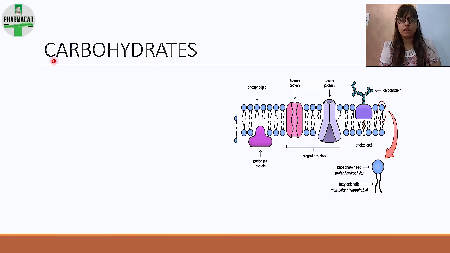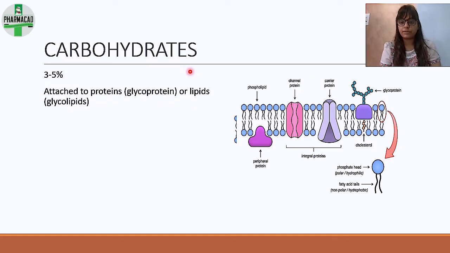Now we talk about carbohydrates. Carbohydrates are the last component of the plasma membrane, a very small amount, 3 to 5%. It can be attached to proteins. If it is joined with a protein, we call it a glycoprotein, and if it is joined with lipids, we call it a glycolipid. Here you can see, this is a glycoprotein.